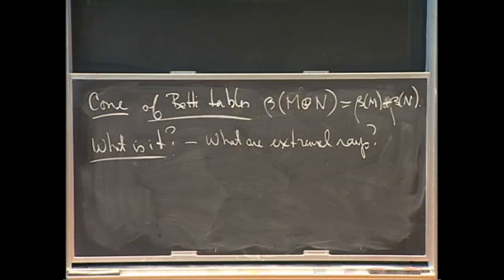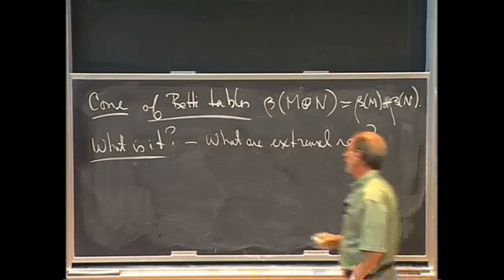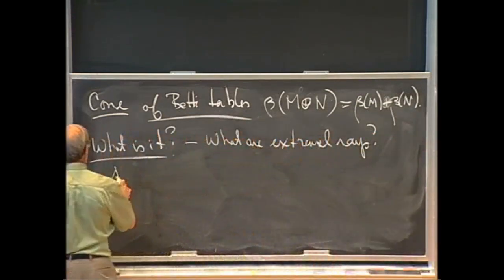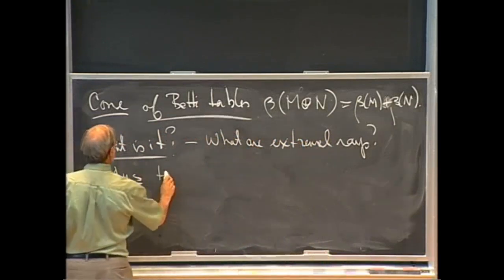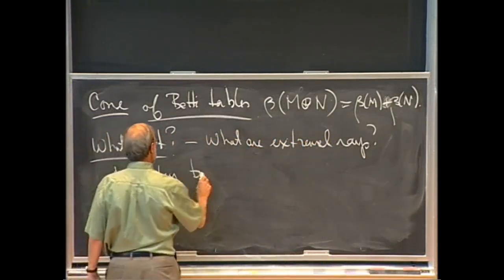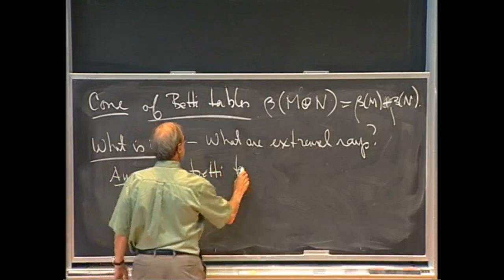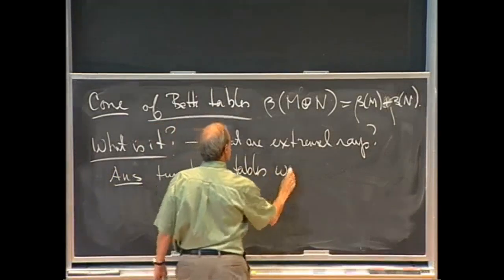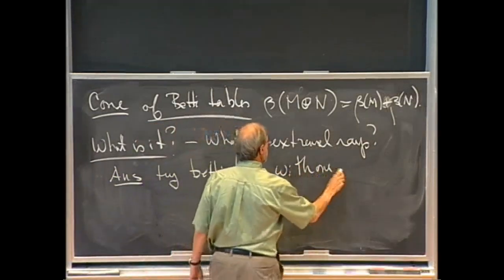It was known and easy for these special ones. And if these were the extremal rays, then it would be trivially true. And that, I think, was the motivation for the conjecture. Anyway, what are the extremal rays? The answer is, try Betti tables with one entry per column.